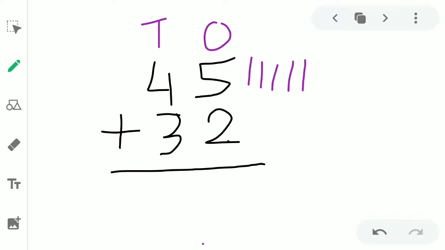And here we have 2. So 1 and 2. Now let us count all the lines together. 1, 2, 3, 4, 5, 6, 7. So in total we have 7 lines. It means here we have got the number 7. 7 is the answer.